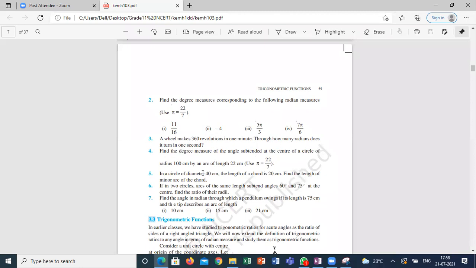trigonometric ratios. How can my trigonometric ratio be considered as a function? Yes, trigonometric ratio can be turned into a function. We will discuss in next class.